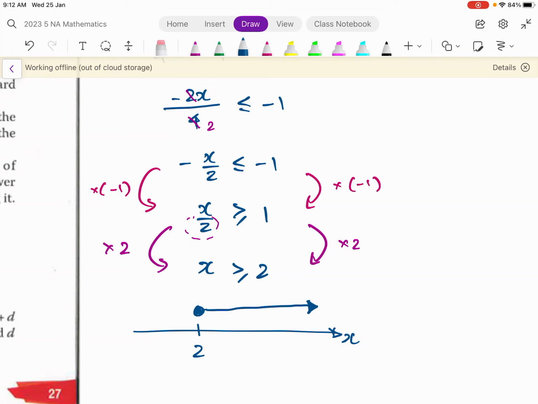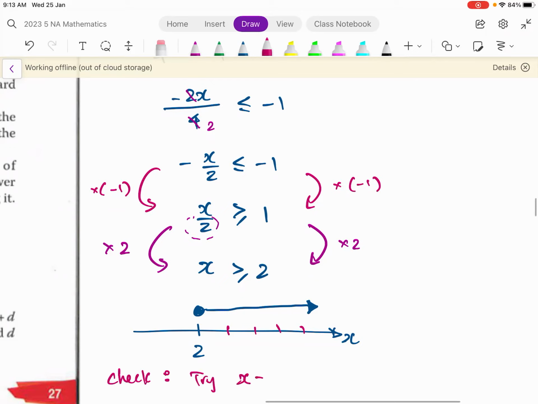What this means is that I am telling the marker, I'm telling all of you, any value of x, as long as it is 2 or greater than 2, any of these values, all the way, will satisfy the inequality. So let me now, because I'm so free, substitute in values back to check.